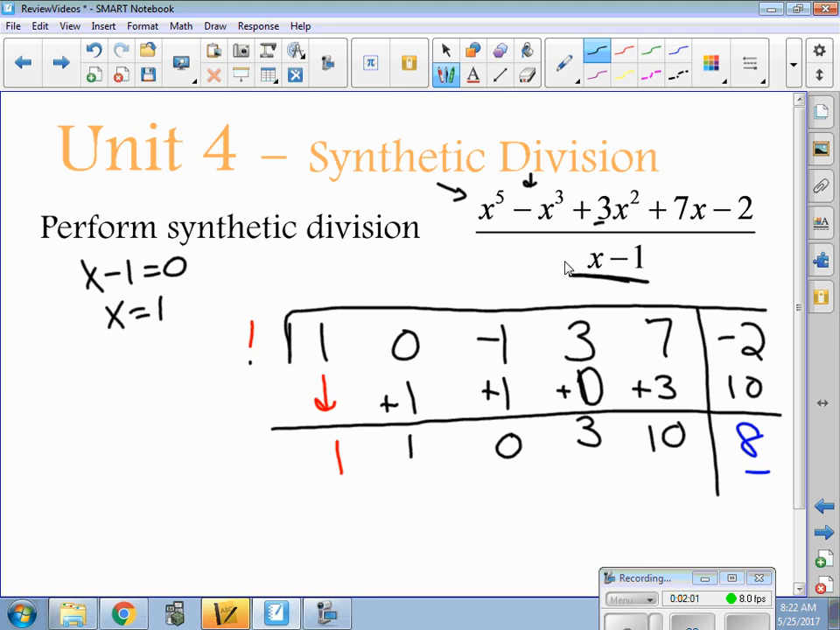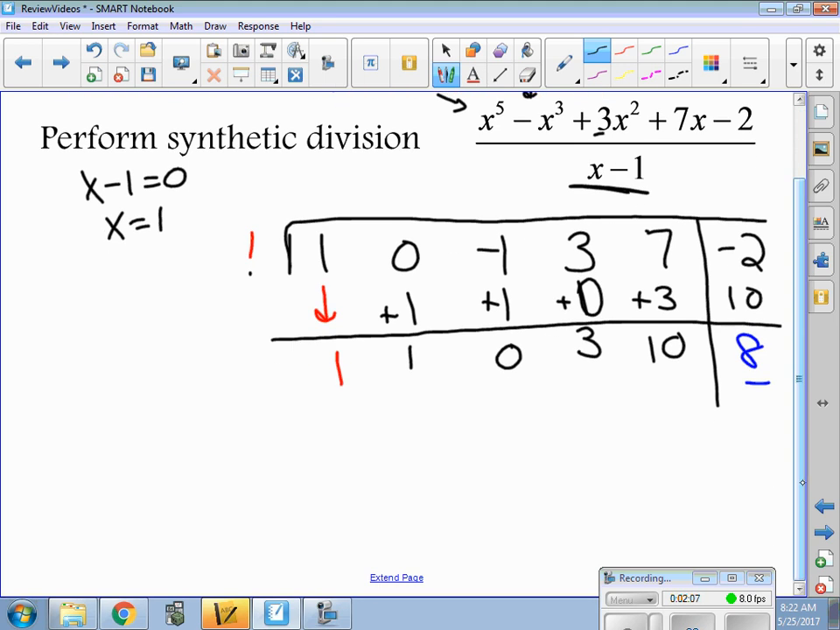And then with all of this stuff here, we have to actually write our answer down. So if we write our answer down, here's x to the first, x to the second, x to the third, x to the fourth. It should always be at least 1 less than your exponent. So we'll have x to the fourth plus x to the third. There is no x squared term because of the 0, plus 3x plus 10.